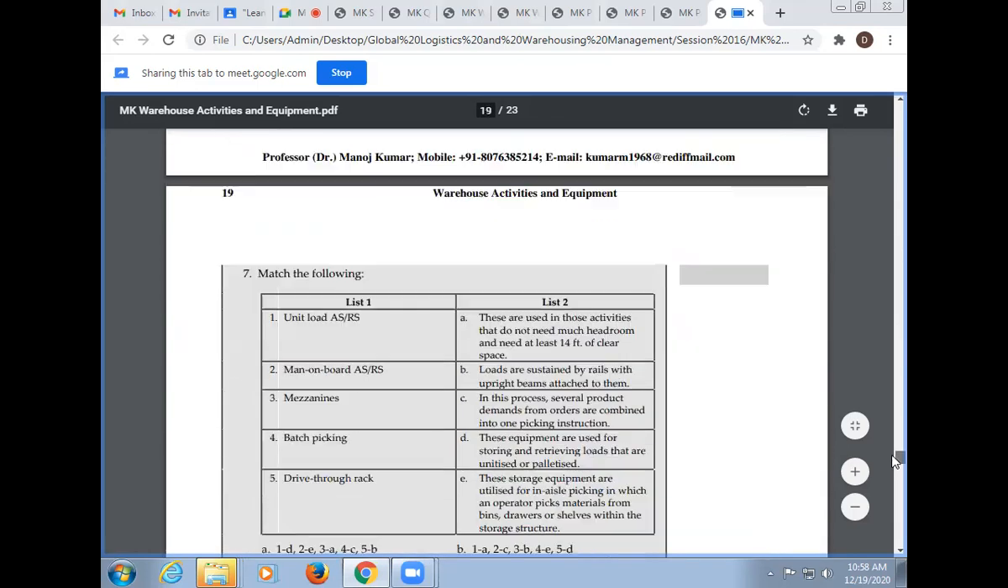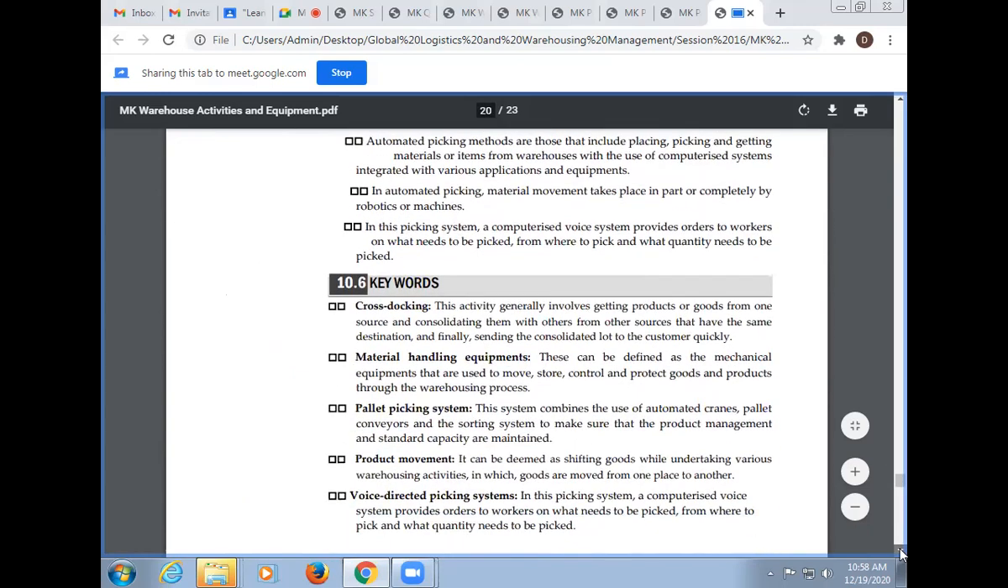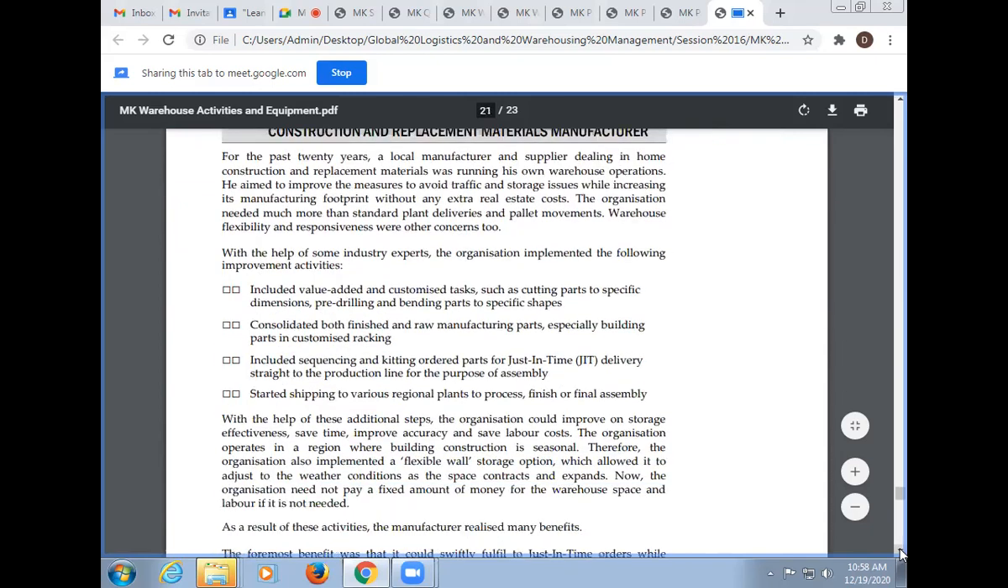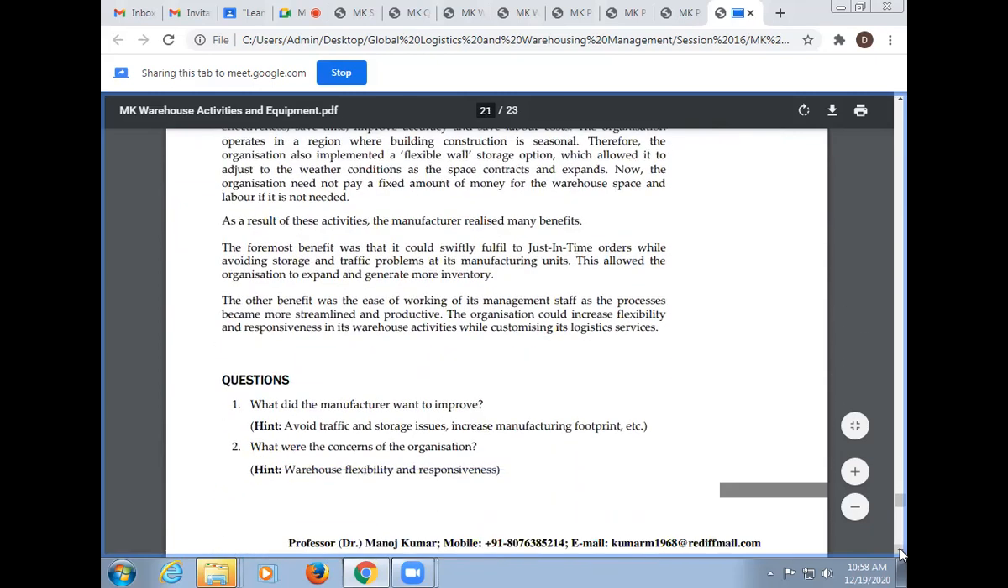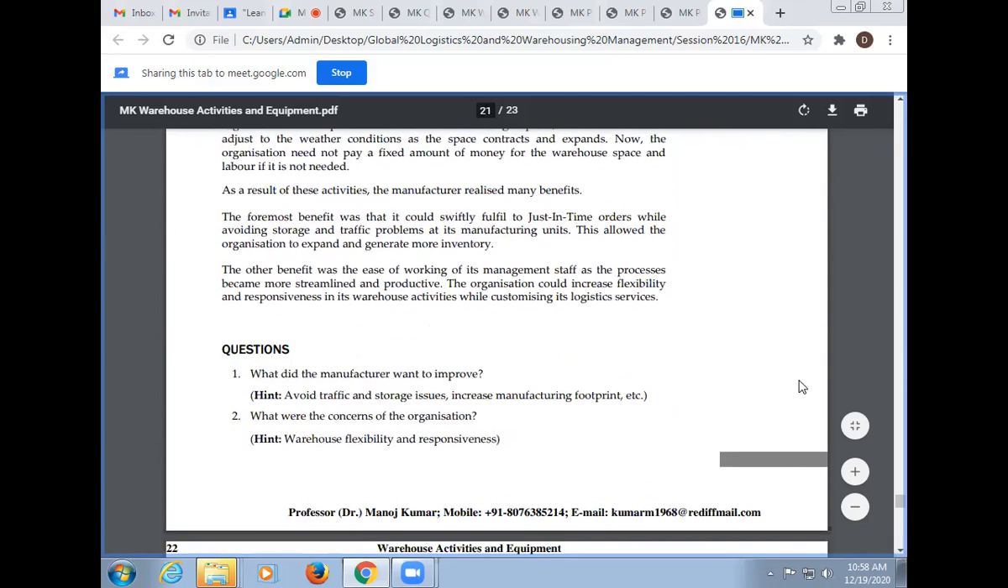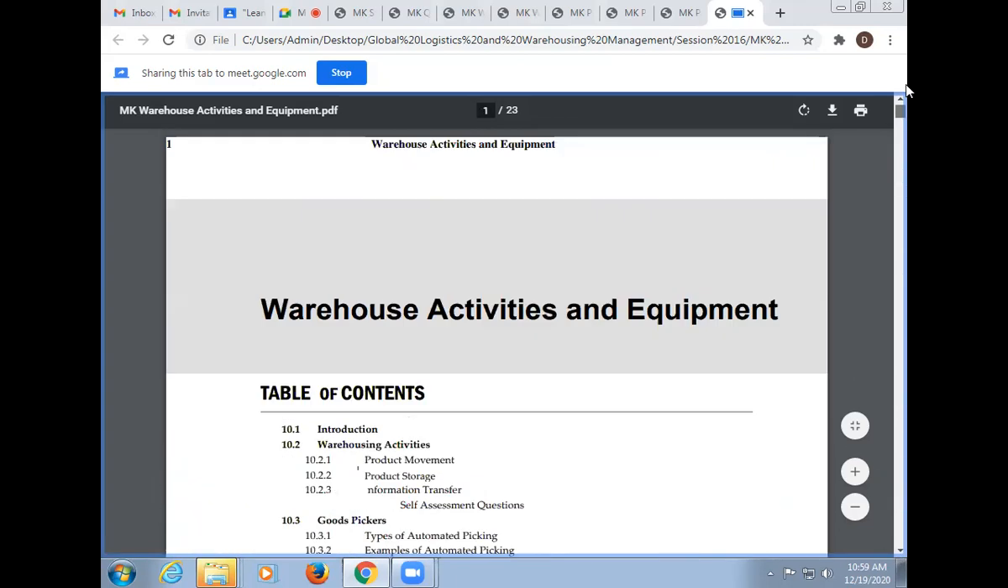Many case studies I have already sent to you, and I will take a separate lecture for the case study. These are the different warehouse activities and the equipment used in them.